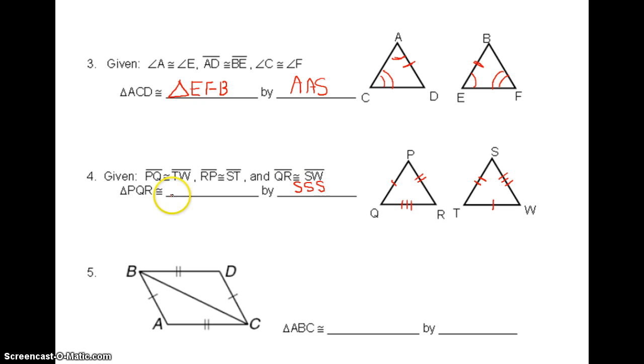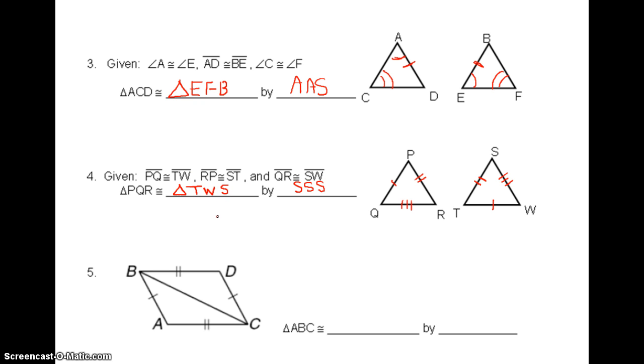So side, side, side. P is the one in between the 1 and the 2. The one between 1 and 2 over here is T, so we're going to mark that T. Then we've got, let's see, Q is between 1 and 3, so the one between 1 and 3 is W over here. So W, and then the only one we have left is S. PQR, going to TWS, by side, side, side.